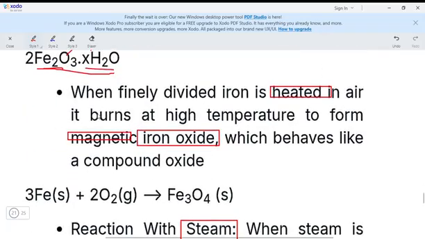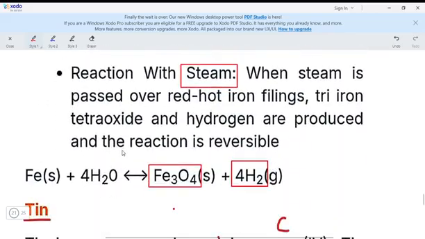You don't want to say rusted iron, so hydrated iron, because it's getting oxygen from the air and water. Now, when finely divided iron is heated in air, it will burn at high temperature to form magnetic iron oxide. Another one is steam. Steam is hot water. If you add it to iron, it will produce tri-iron tetraoxide, and hydrogen gas will be liberated.